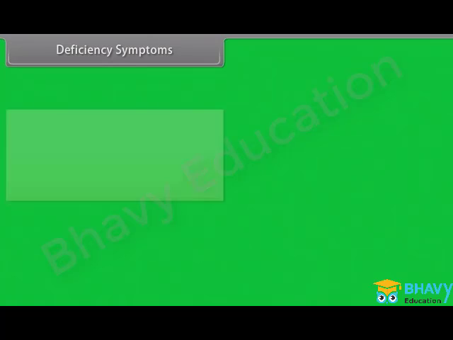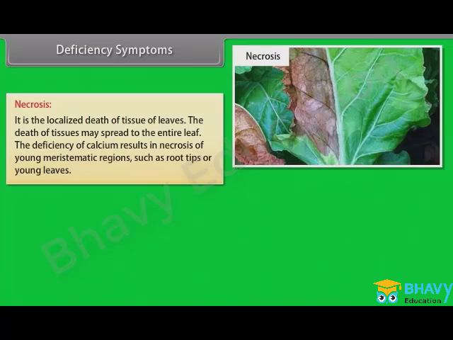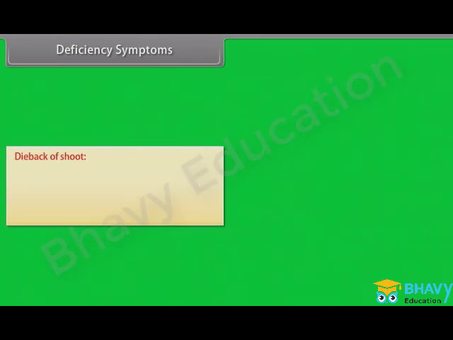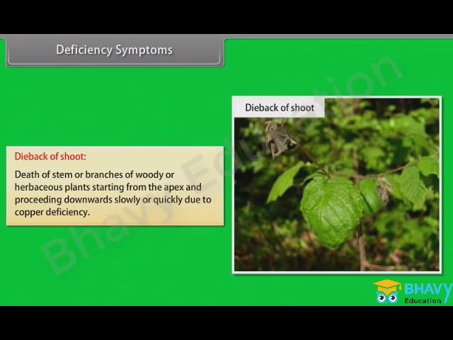Deficiency symptoms. Necrosis. It is the localized death of tissue of leaves. The death of tissues may spread to the entire leaf. The deficiency of calcium results in necrosis of young meristematic regions, such as root tips or young leaves. Stunting. The growth is retarded. The stems appear condensed and short. The deficiency of calcium results in stunted growth. Dieback of shoot. Death of stems or branches of woody or herbaceous plants starting from the apex and proceeding downwards slowly or quickly due to copper deficiency.